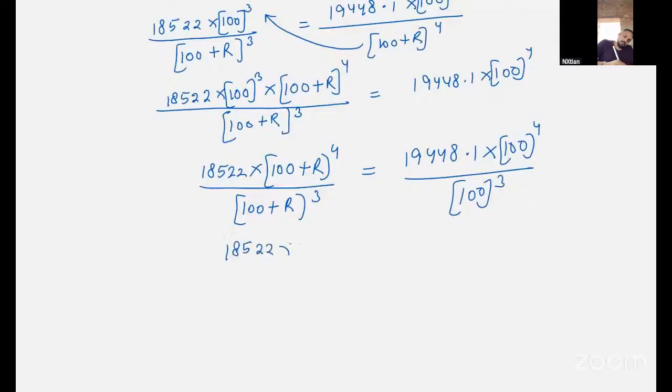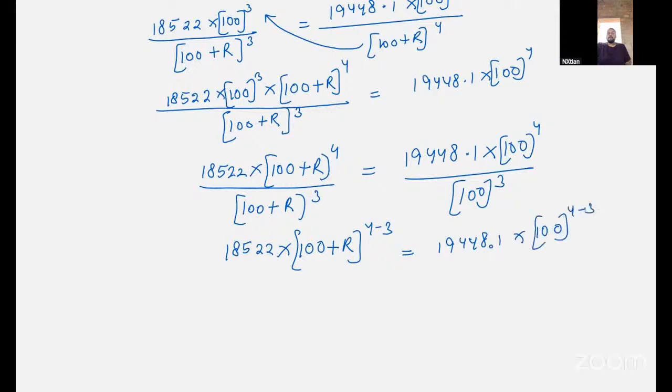18522 into (100 plus r), and this will become 4 minus 3. In the same way, this will also become like this: 19448.1 into 100, and the power will become 4 minus 3. Did you understand why it becomes minus, Miraculin, Christiana? I'm not understanding this step, 4 minus 3.